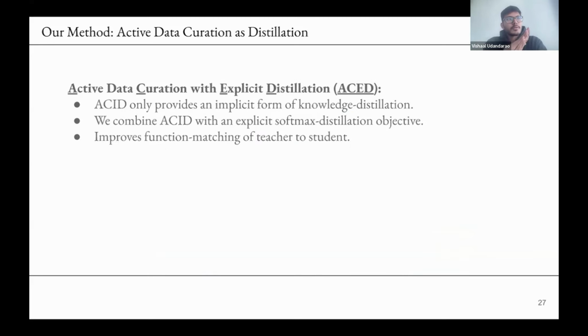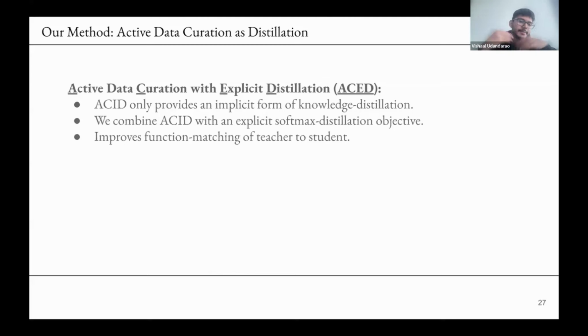And one thing, if you notice from the last slide, is that I mentioned in step 3, you only use the contrastive loss, right? What this means is that the previous method was only an implicit form of knowledge distillation because the teacher is only being utilized for giving you good samples to train on, but you're not really matching the logit distribution of the teacher itself, right?